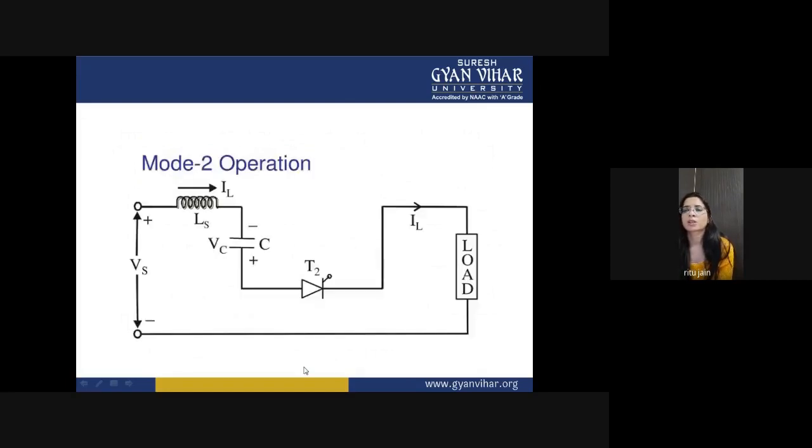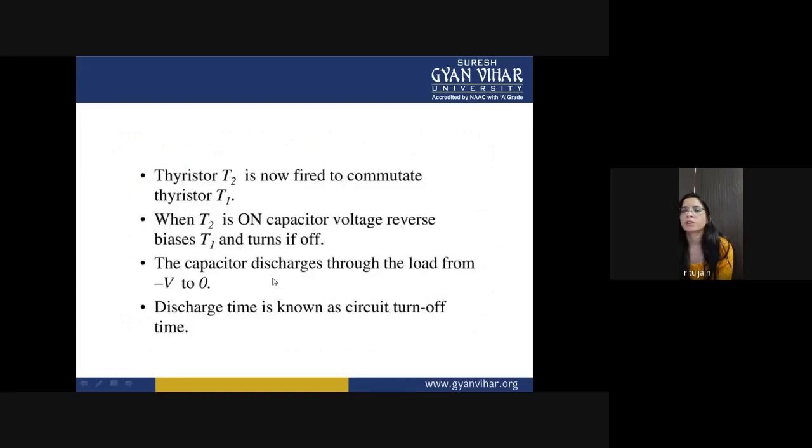Now let's come to the mode 2 operation, because in the first operation the capacitor starts to discharge, so this plate will be positive and this plate will be negative, and you can see it is the favorable condition for thyristor T2, so you can turn on this thyristor at this point. So thyristor T2 is now fired to commutate thyristor T1, and when T2 is on, the capacitor voltage reverse biases T1 and turns it off.